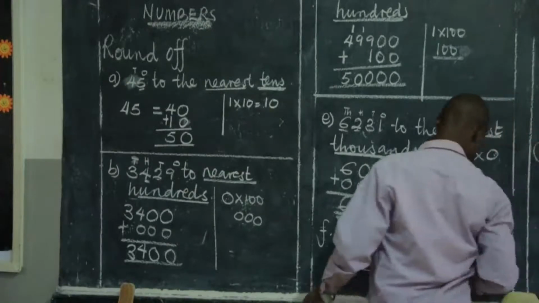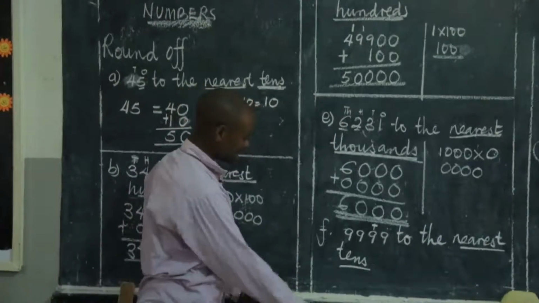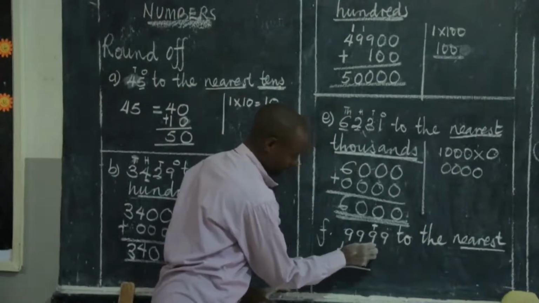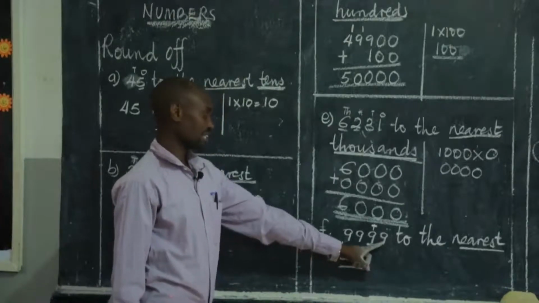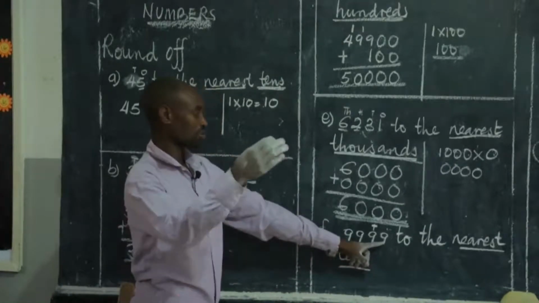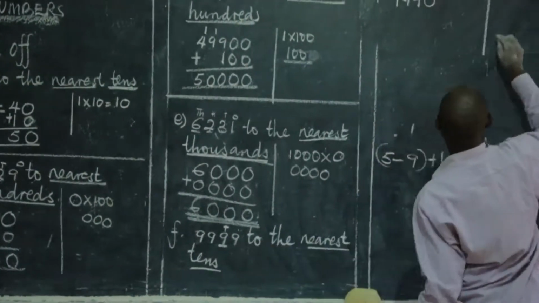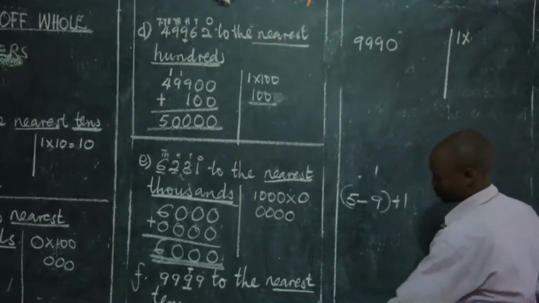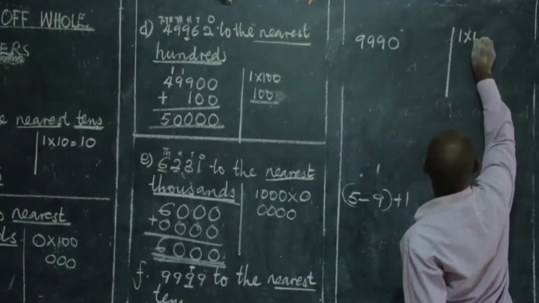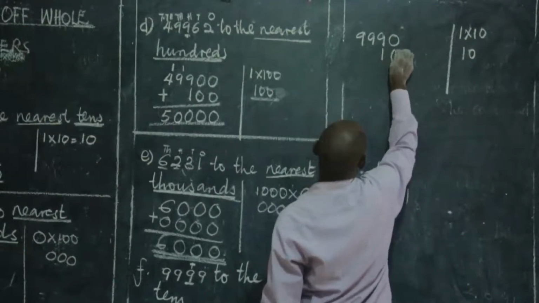Then I look at the nearest digit. Which one is the nearest digit to this required place value? It is 9. And I told you that digits from 5 up to 9, they add 1, or they round up. So we shall get 1 times the required place value, which is tens. So we multiply by 10, which will give us 10. Come and add here 10.